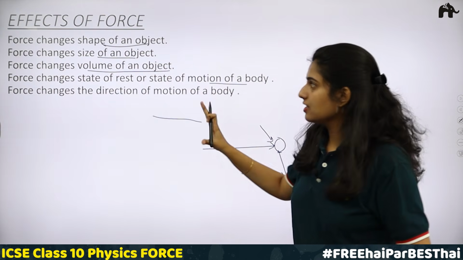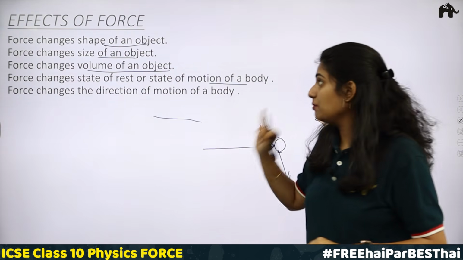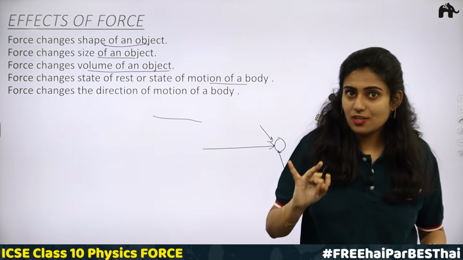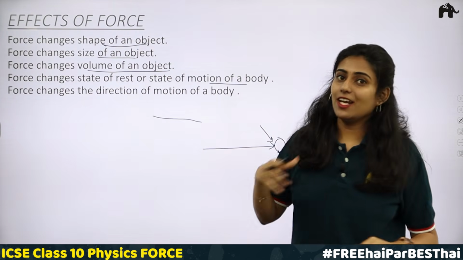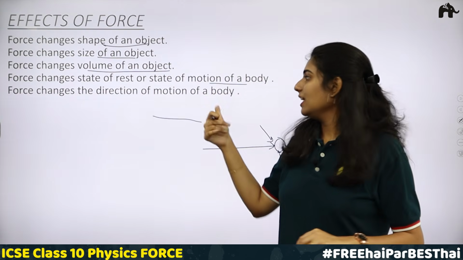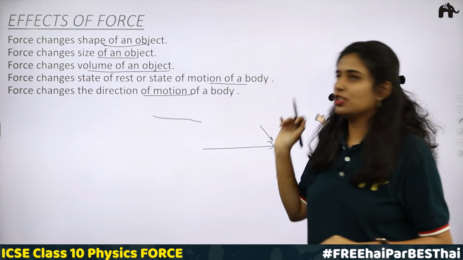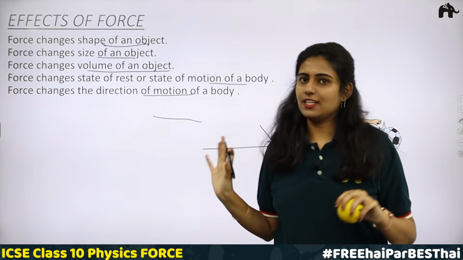Okay, so the 5 points to remember: force can change the shape of an object, it can change the size of an object, it can change the volume of an object, it can change the state of rest or motion, and it can change the direction of motion of a body. Clear? So these are the 5 points.